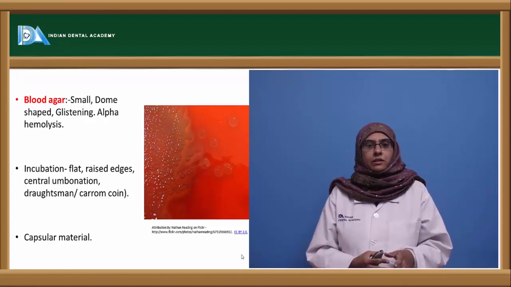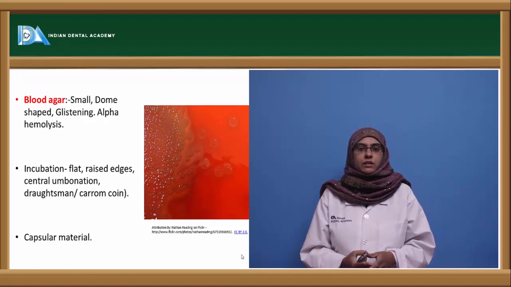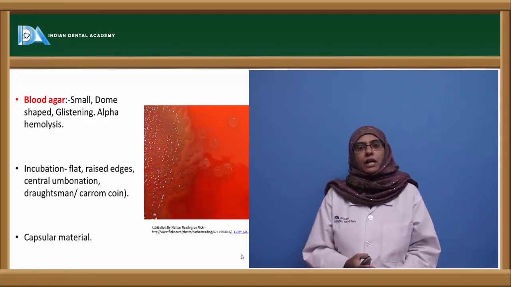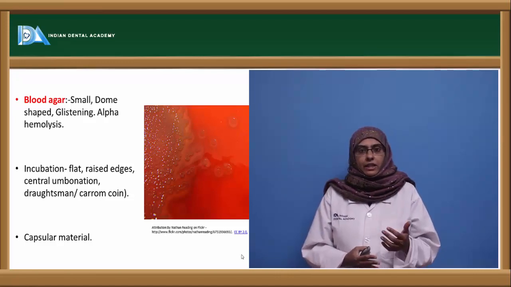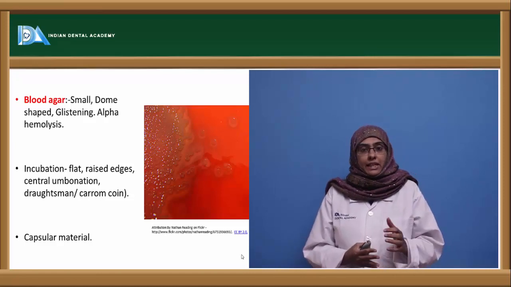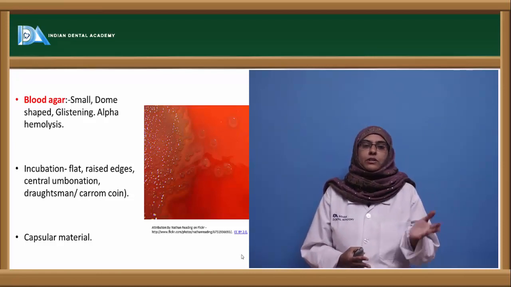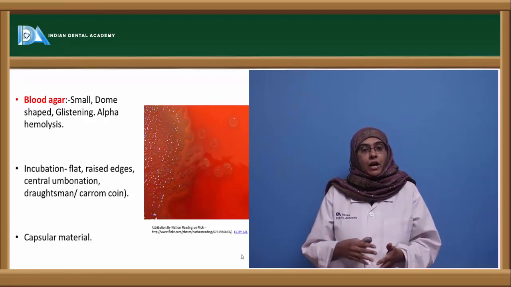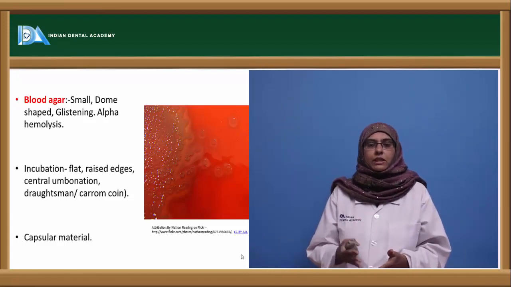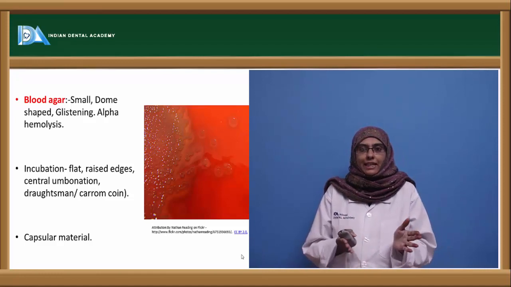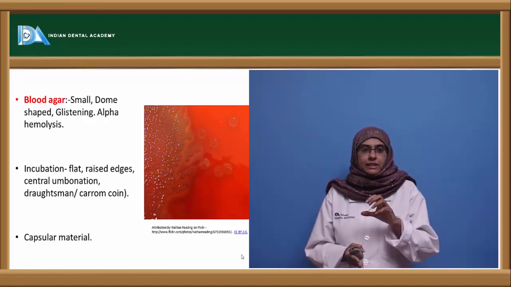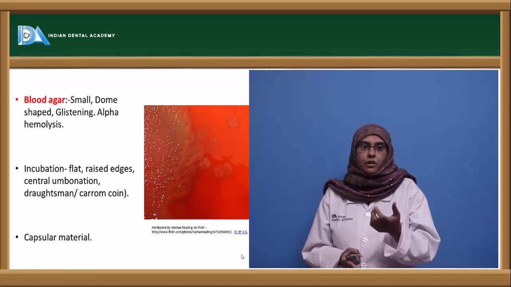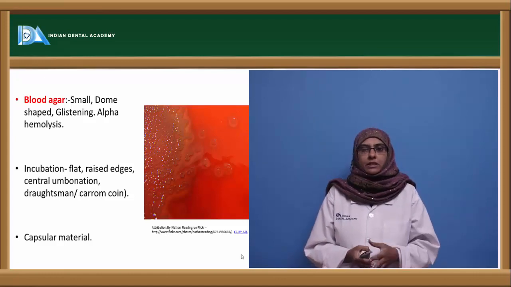Now coming to the selective media for the growth of this organism, the enriched media that is used is blood agar, and on the blood agar, after growing for 24 hours, they show a characteristic appearance: they look small, dome-shaped, and glistening, showing alpha hemolysis, which is similar to Streptococcus viridans, which shows partial hemolysis or greenish discoloration on the media. On further incubation, the colonies look flat, where the edges are slightly raised, and they show a central umbilication. That is, we can see beautiful peripheral rings when viewed from the top, similar to that of a carom coin or draughtsman colonies.